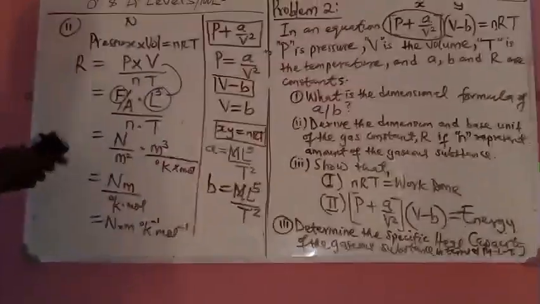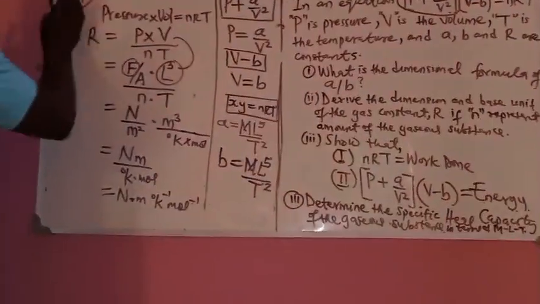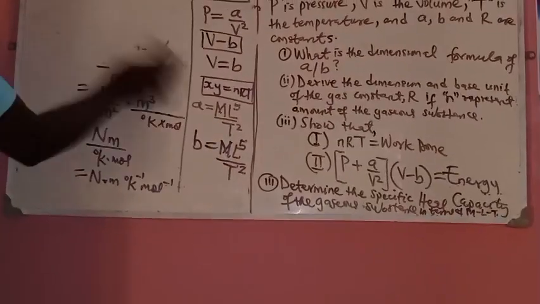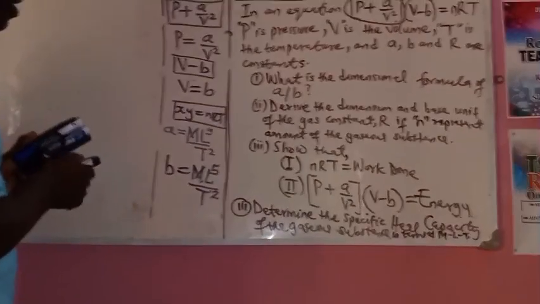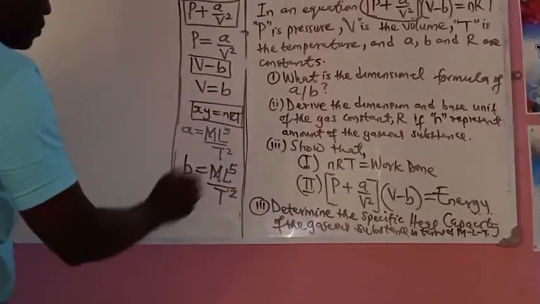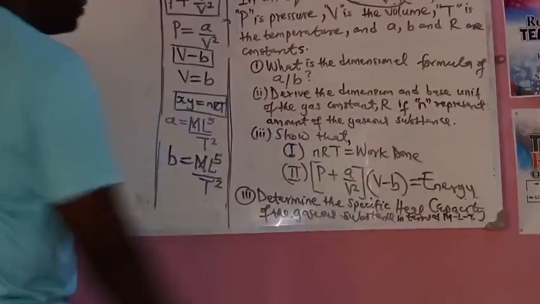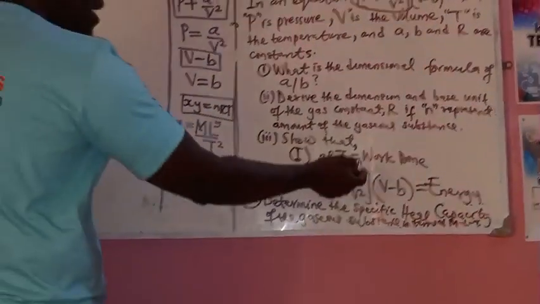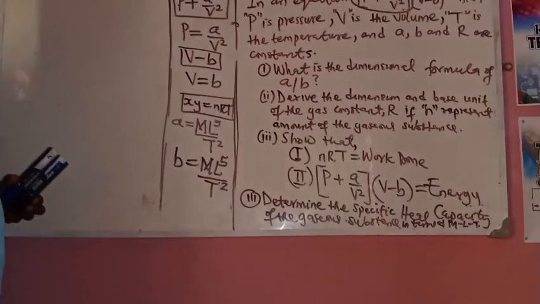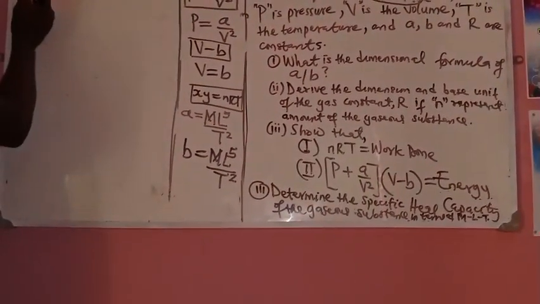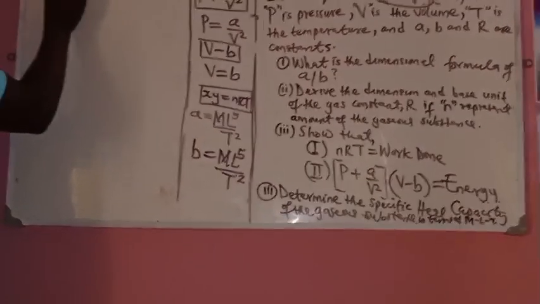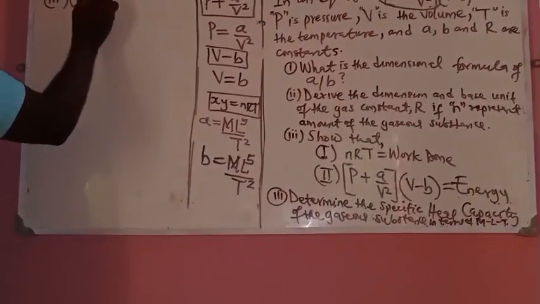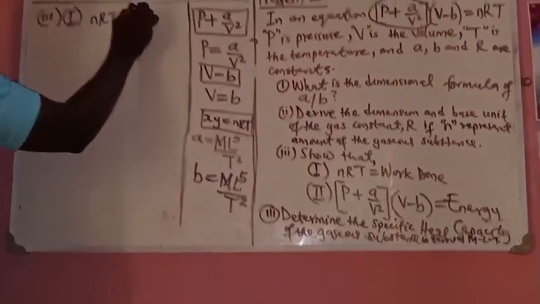Now, let's go to the third question. It says, show that, yeah, that can be very interesting. We should show that nRT equals work done. We just finished that, that is number 1, part 1. We want to show that nRT equals work done.